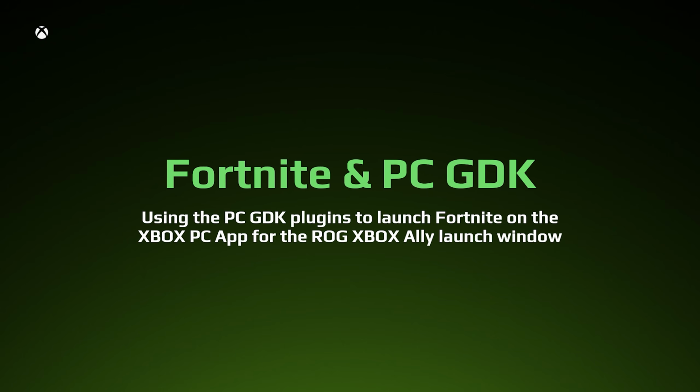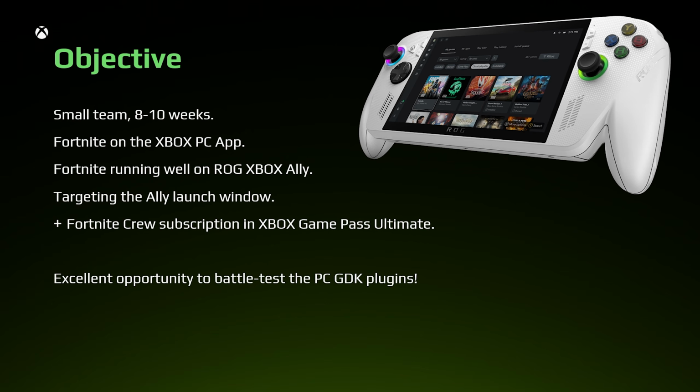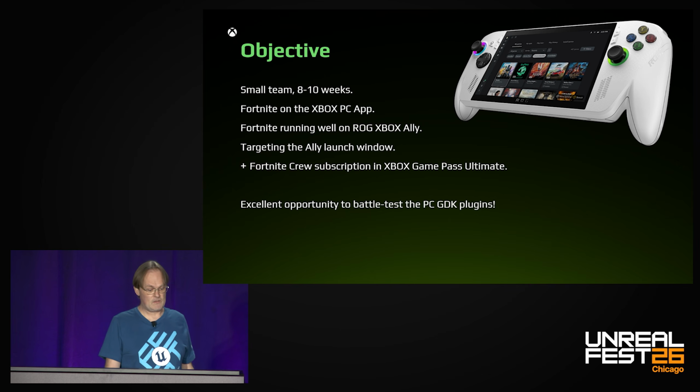David? Thank you. So yes, we were a small team. We had about 8 to 10 weeks. The main goal was to get Fortnite on the Xbox PC app, but we also wanted to get it running well on the ROG Xbox Ally, because we were targeting the Ally launch window. This also coincided with a Fortnite Crew subscription being included in Xbox Game Pass Ultimate. So overall, it provided an excellent opportunity to battle test the PC GDK plugins.